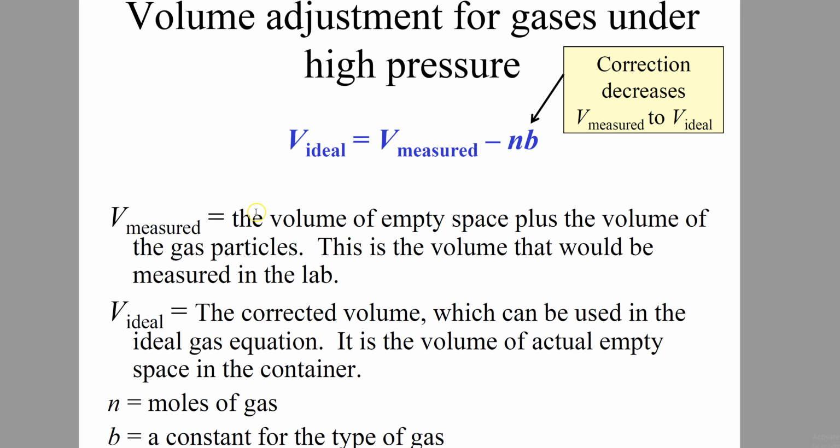Your measured volume is the volume of the space plus the volume of the gas particles, but that only works in the lab. For the ideal gas, the corrected volume can be used, which is the measure of the actual empty container. So n equals the moles of the gas, and b is a constant for that type of gas. Again, the more particles you have, the larger the correction.